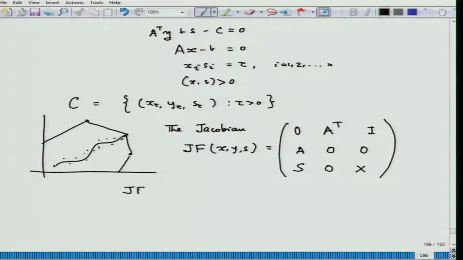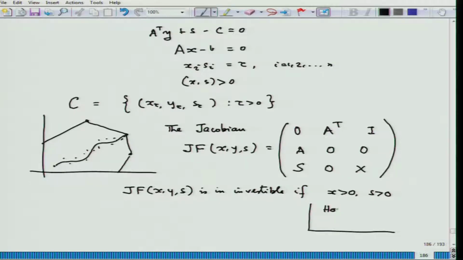Now, the Jacobian of f at (x, y, s) is invertible if x is strictly greater than 0 and s is strictly greater than 0. This is very simple, this whole proof. So, I will again leave this as homework to you.